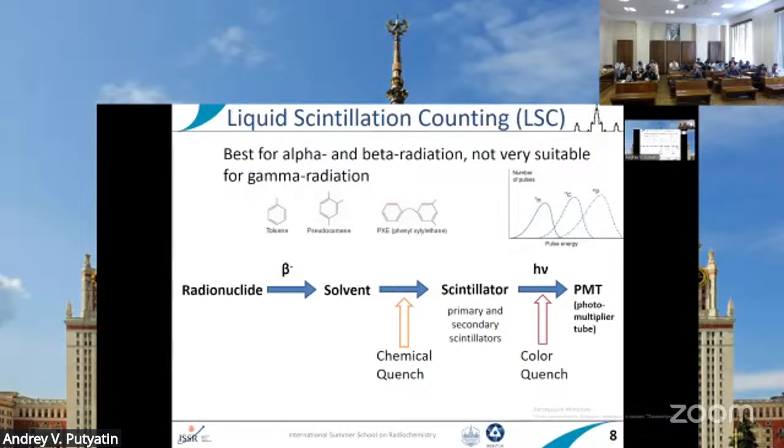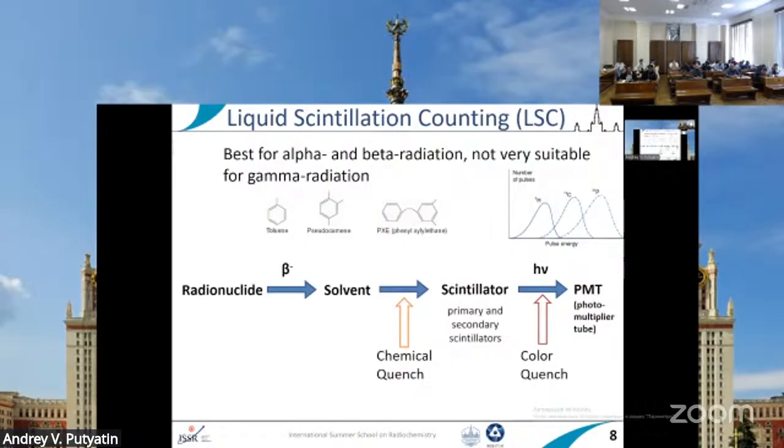We use liquid scintillating cocktails. Cocktails means that most of the cocktail is the solvent, which is aromatic organic solvent, and the scintillator with some modifiers, for example, surface active substances that help water, the aqueous solution, and the organic solution to be mixed, and some other modifiers. So two main components again: solvent and the scintillator.